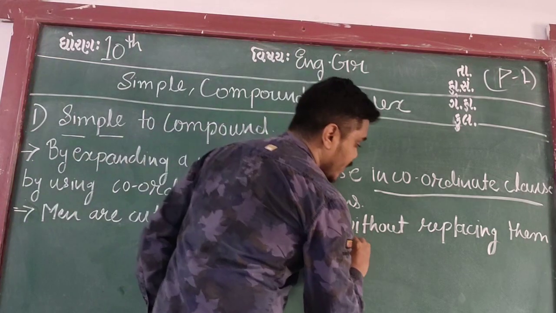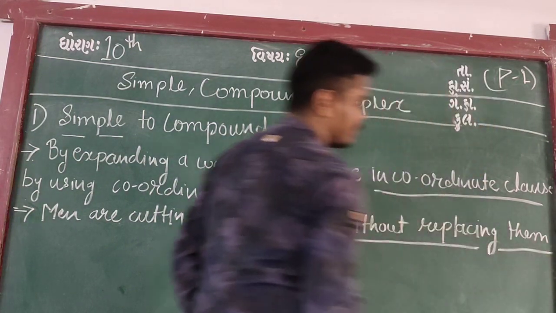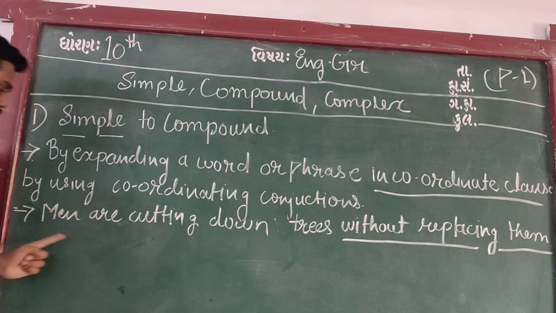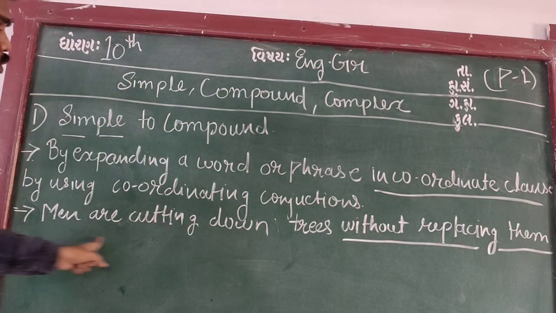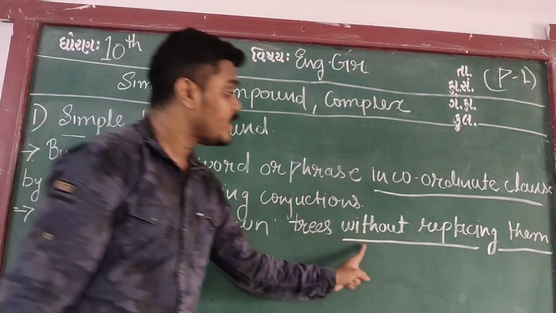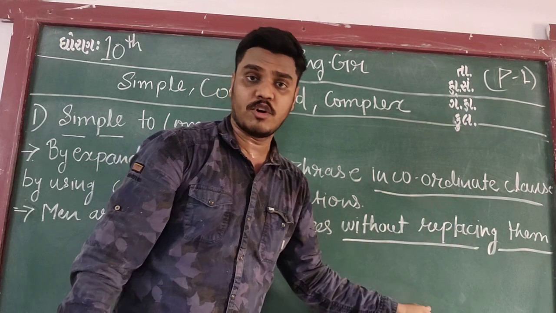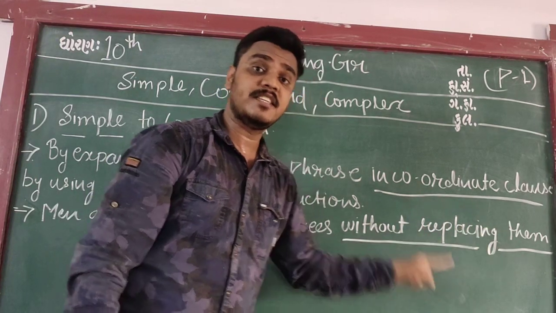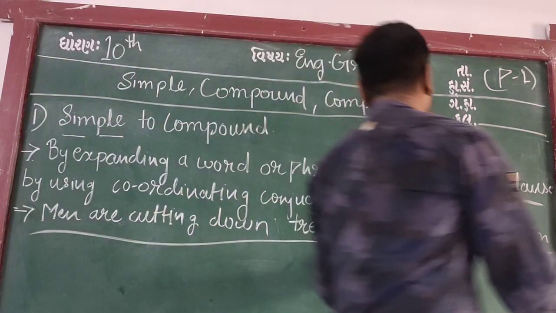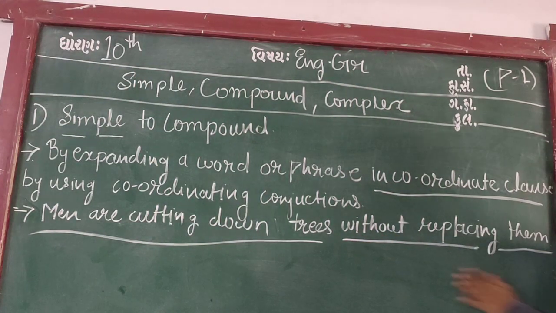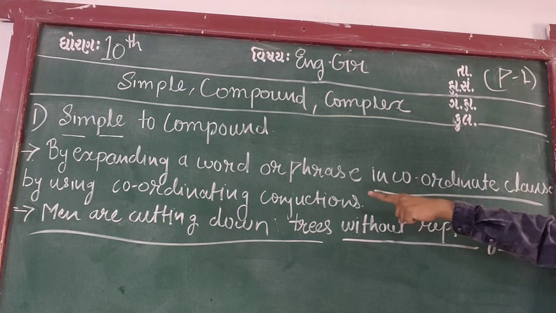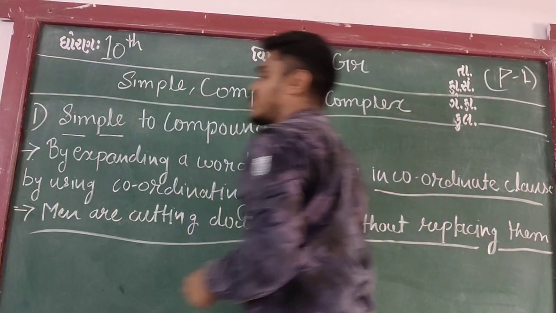We are going to extend this portion, without replacing them, because I don't think there is any word in this portion that can be extended. But here we can extend a phrase which is dependent on this and make it a coordinate clause, by using coordinate conjunctions.